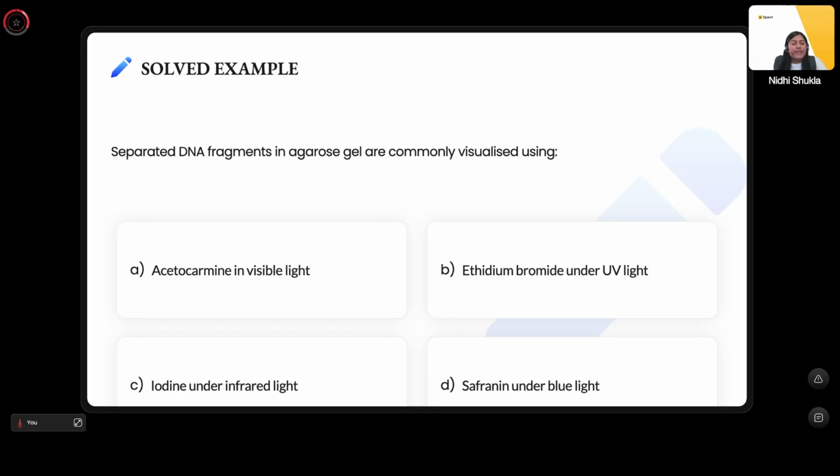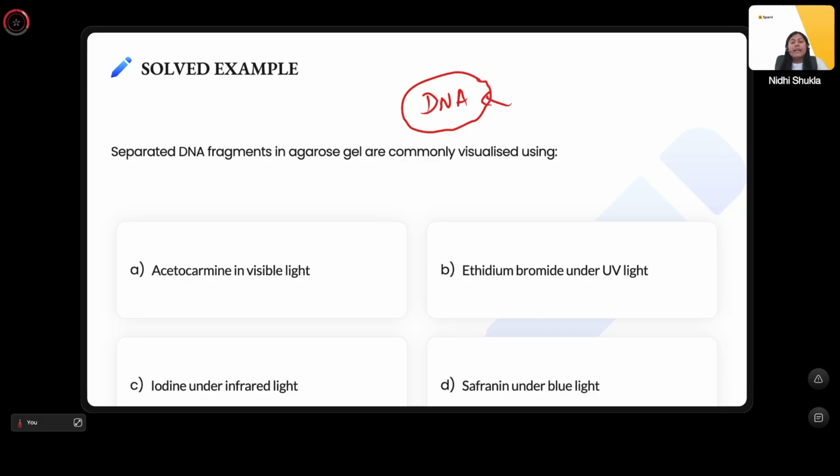Now let us look at the next question. Separated DNA fragments in agarose gel are commonly visualized using... As you know, DNA can never be seen with the naked eye. Once you have completed your agarose gel electrophoresis, how are you going to visualize your DNA?